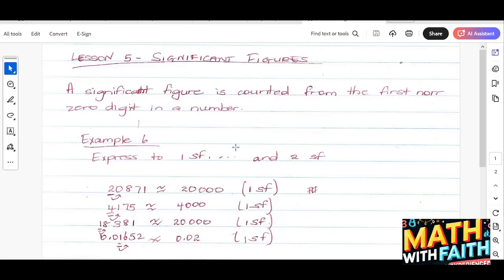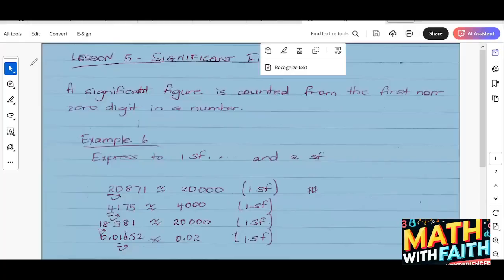So, what is a significant figure? A significant figure is counted from the first non-zero digit in a number. So whatever is that first non-zero digit, 1, 2, 3, 4, 5, 6, 7, 8, 9, those are the options. Whatever is that first non-zero digit in any number, that is the first significant figure. Now, it is important to note that if a zero occurs after the first non-zero digit, that zero will be significant. Right? So that is very important to note. So let's look at an example of that.